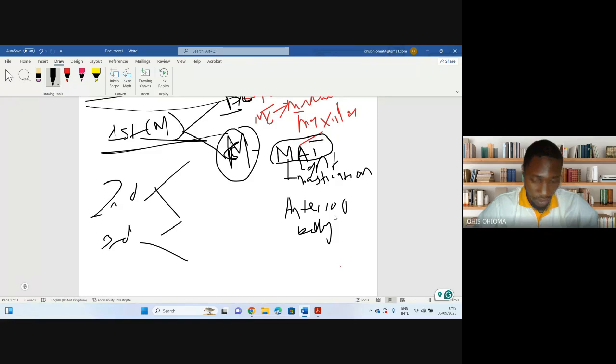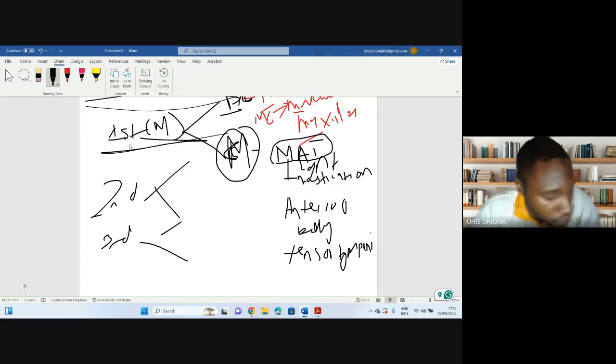And then the last one I remember is the tensor tympani. These muscles are derived from the first pharyngeal arch. The MAT muscles are derived from the first pharyngeal arch. The MAT muscles, please take note of that: the muscles of mastication, anterior belly of the digastric muscle, the tensor tympani.